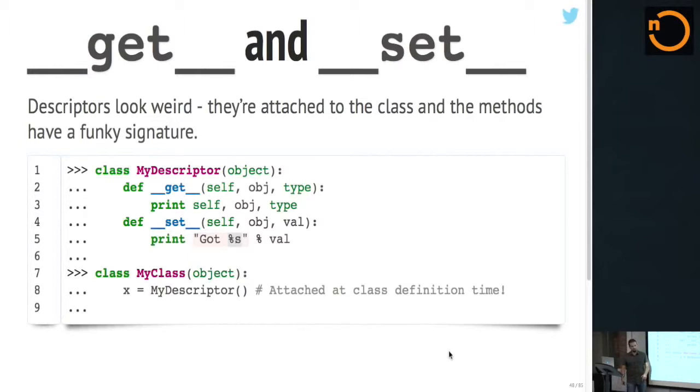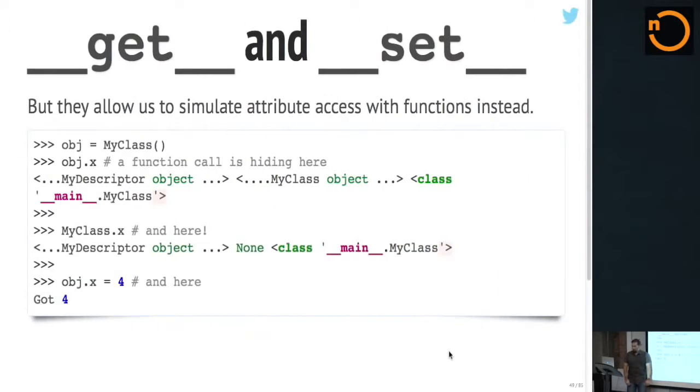But you would typically attach this to a class by saying, at class definition time there on line 8, x equals an instance of my descriptor. And that's really weird. That's not really how most stuff tends to work in Python. Usually you make attributes, like in the init on self. And attaching it to the class is a totally different thing. But again, the point of this is to simulate attribute access and kind of hide a function call.